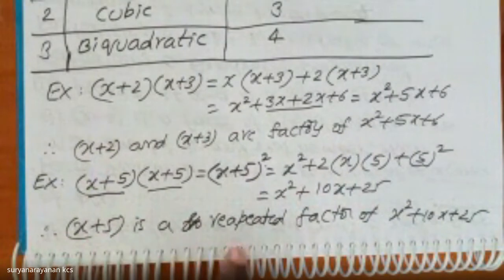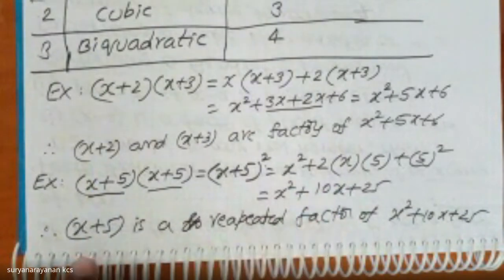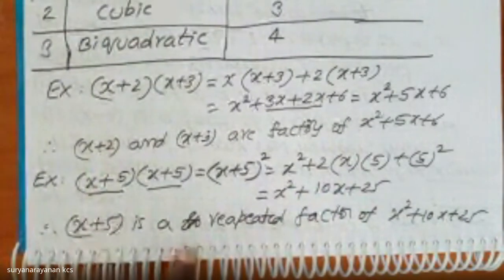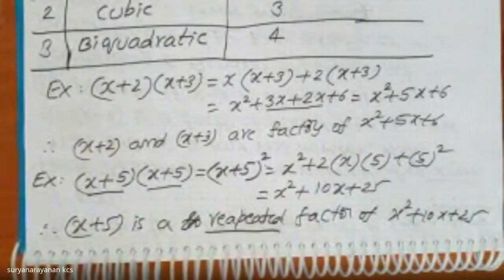x plus 5 is a repeated factor. It has no second factor. The second factor is also the same as the first one. That is why we wrote here repeated. x plus 5 is a repeated factor. Understood this point, my children?